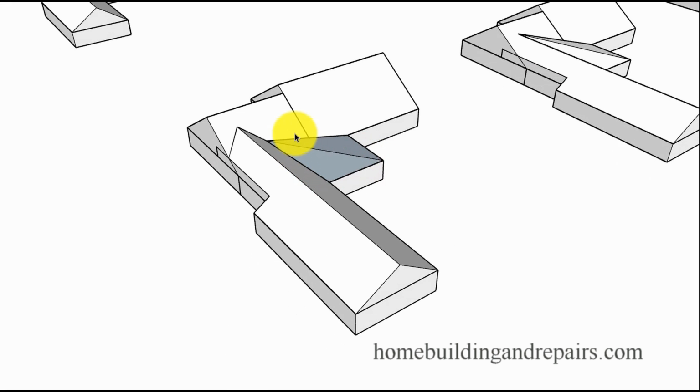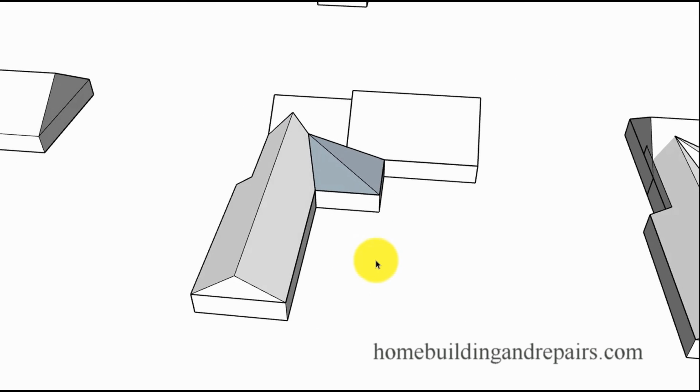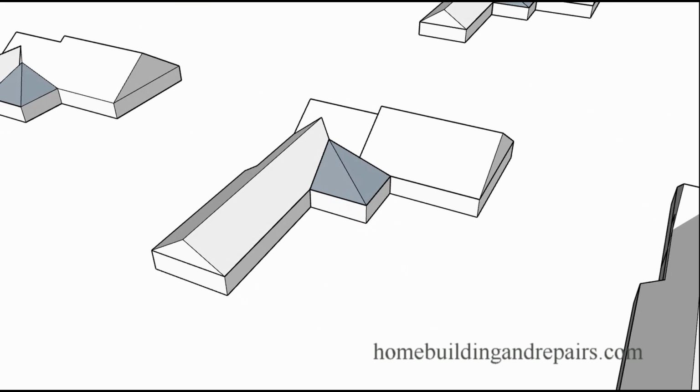Another view here. This one, the hip is a little lower. If you go back here, it goes all the way up to the top of the ridge here. This one here is a little lower. Another view of it there.